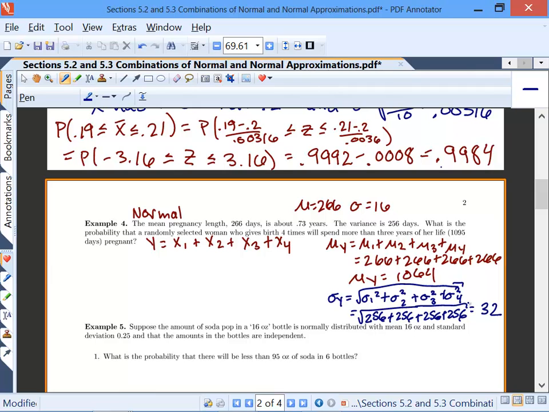At this point, once you have your new mean and your new standard deviation, it becomes no different than everything we did in section 5.1. Now I'm looking for the probability that y is more than 3 years, or 1,095 days. To do this, I need to standardize it and change it from a y to a z. So it's going to be y minus the mean of y over the standard deviation of y, greater than 1095 minus the mean of y, 1064, over the standard deviation of y, which is 32.